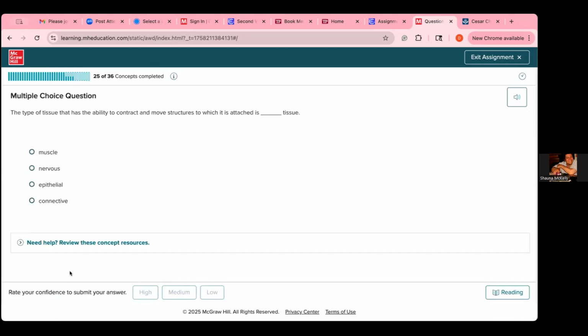Okay. The type of tissue that has the ability to contract and move structures to which it's attached. You should be able to get this one. The type of tissue that has the ability to contract and move. I think it would be muscle. Muscle tissue, correct.